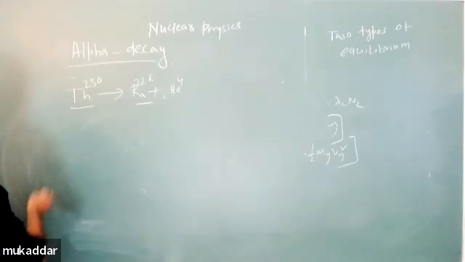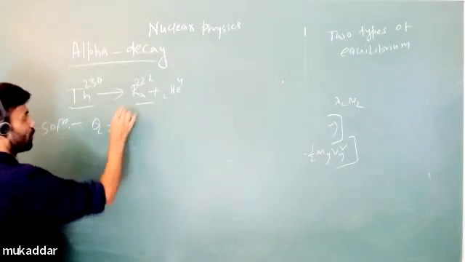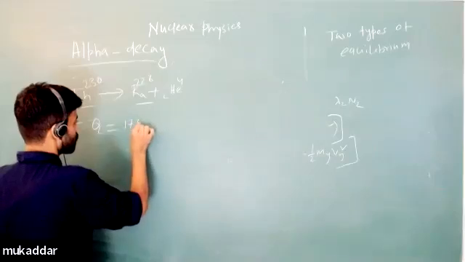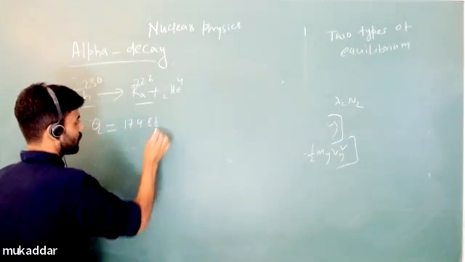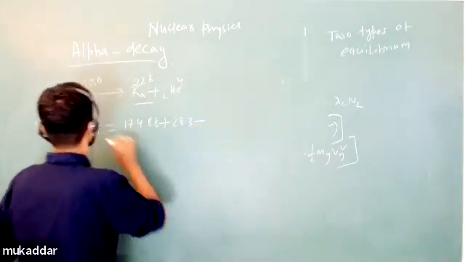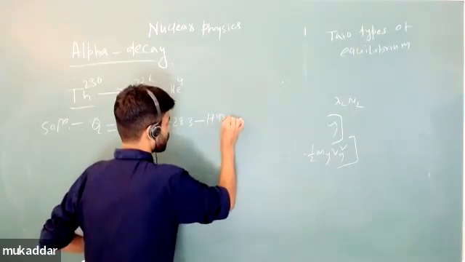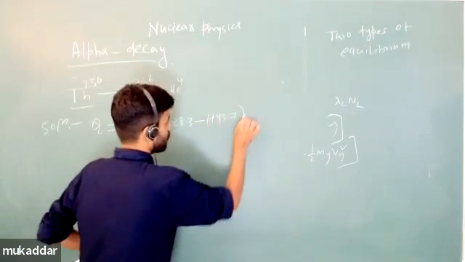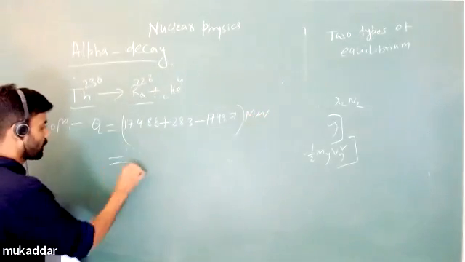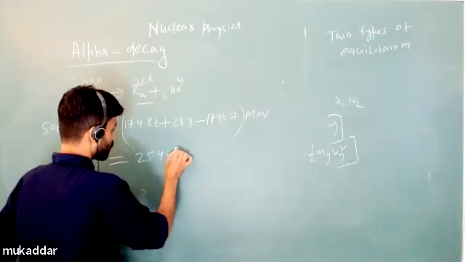So Q value will be how much? Its binding energy was 740.88, right? Then you have this helium or alpha particle, that is 28.3. Then this one has how much? 743.7, and of course that total unit will be mega electron volt. Okay. Now if you calculate it, you will get 25.48 mega electron volt.